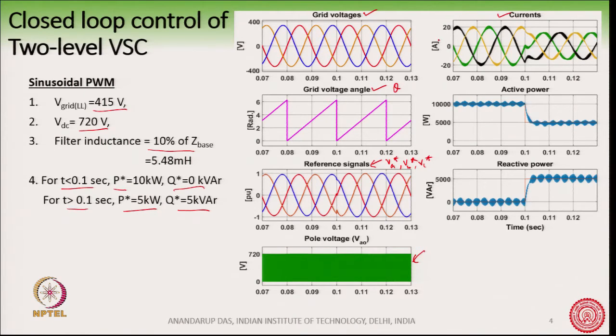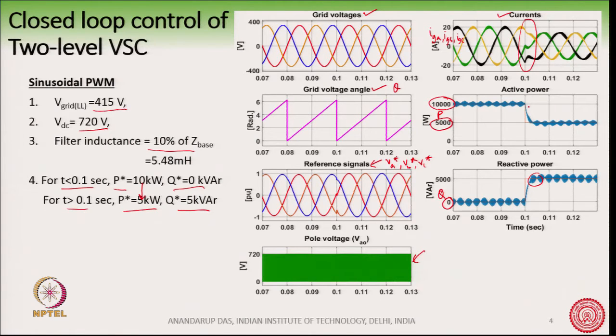Okay. This is the IGA, IGB, IGC, the three currents here, and we can see that there is a transition of the current at t equal to 0.1 second. And the transition is happening because this is the P and this is the Q, which we have set from 10 kilowatt to 5 kilowatt. Okay. So, here you have the 10 kilowatt and it reduces to 5 kilowatt, whereas Q goes from 0 to 5000 watt.